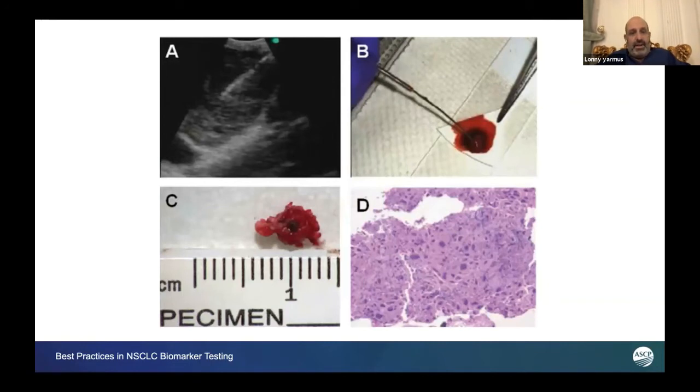Panel A is a station 7 lymph node. You can see that white line there. That's the needle under ultrasound going directly into the lymph node. So we know definitively that we're in there. And B and C, I think, are very important in our world. This is a much different approach than most centers.